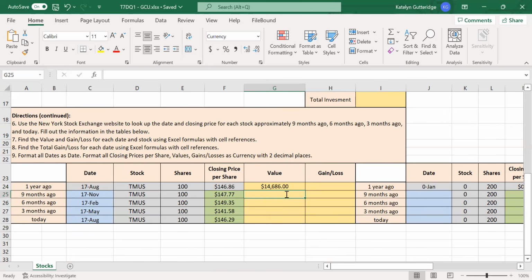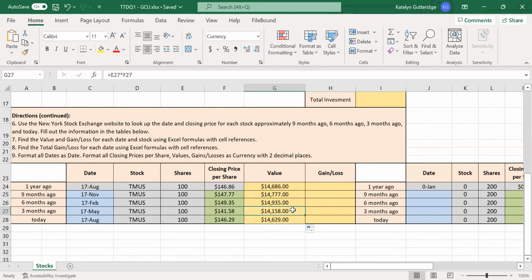14,686. For 9 months ago, the value of my stock was 14,777. The value of my closing price increased, so the value of my stock is increased. All of those formulas for the value are going to follow the same formula, so you can go ahead and autofill this to the end of your table.